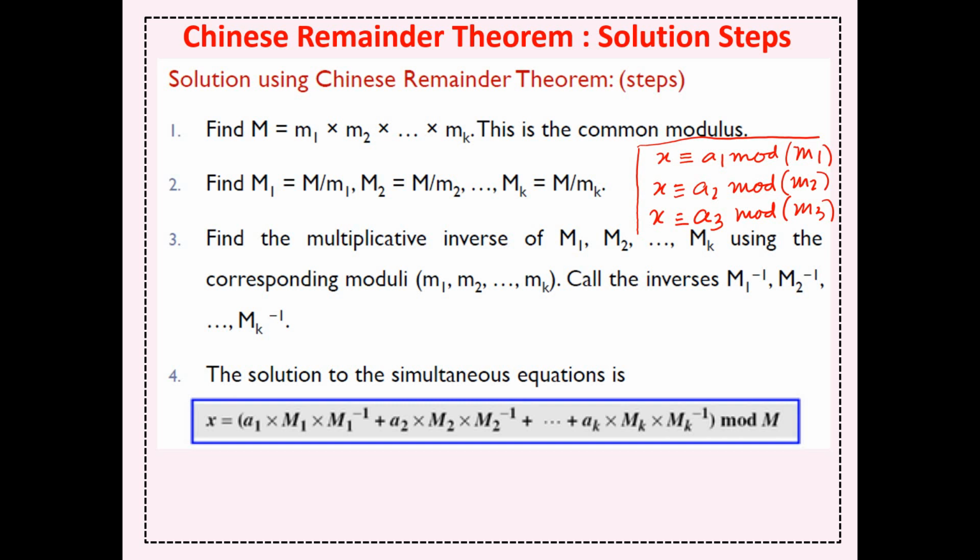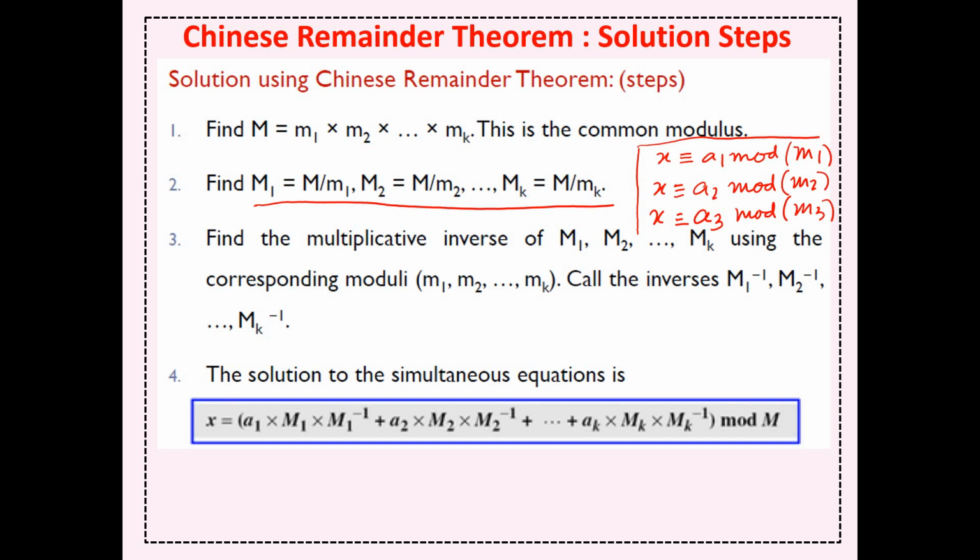Now the question is, in the first line you can see that's the part where we find capital M, which is nothing but the multiplication of m1, m2 up to mk. So here m1, m2, m3 will be my moduli, and we can multiply them. Based on that, we will find capital M1. This is the only important step over here. Capital M1 will be capital M divided by m1. Then capital M2 will be capital M divided by m2, and so on and so forth. You can see the second step over here.